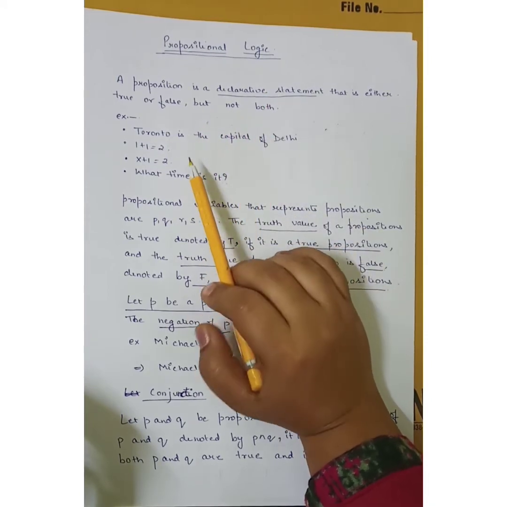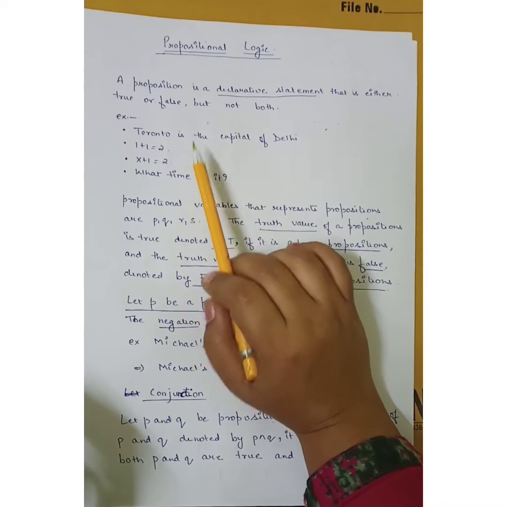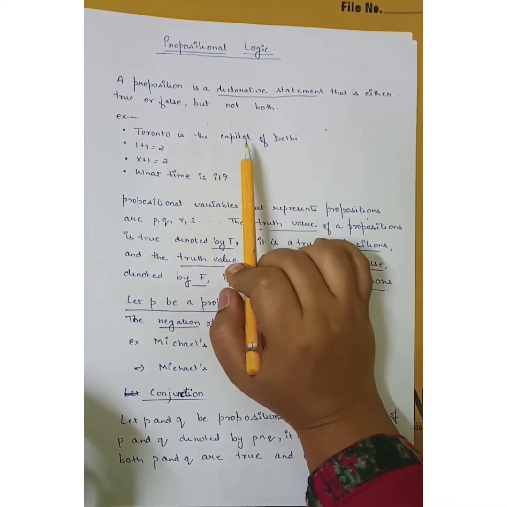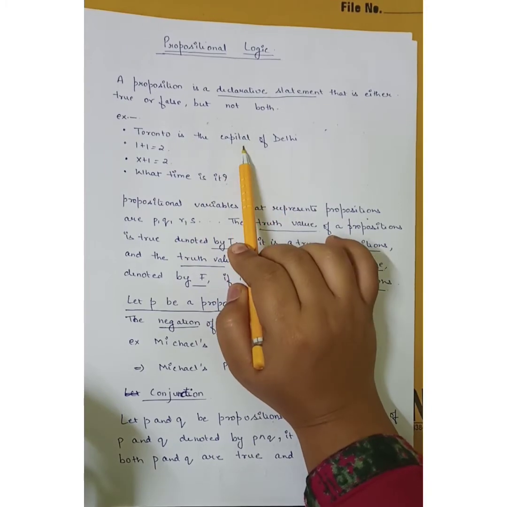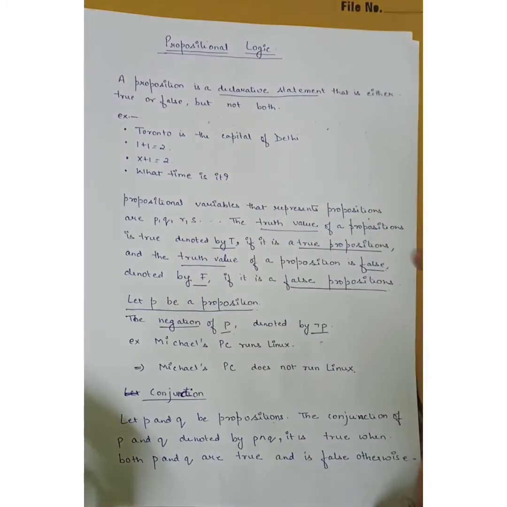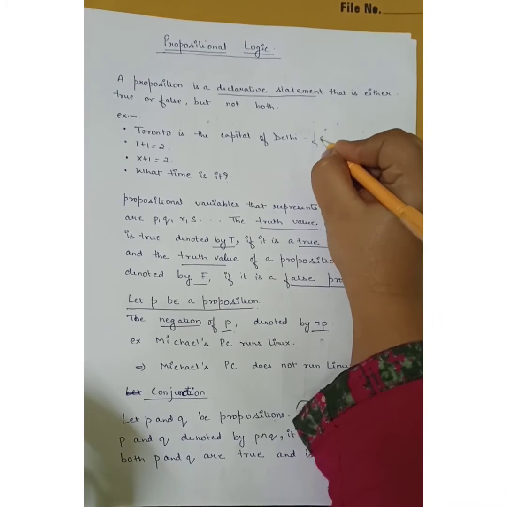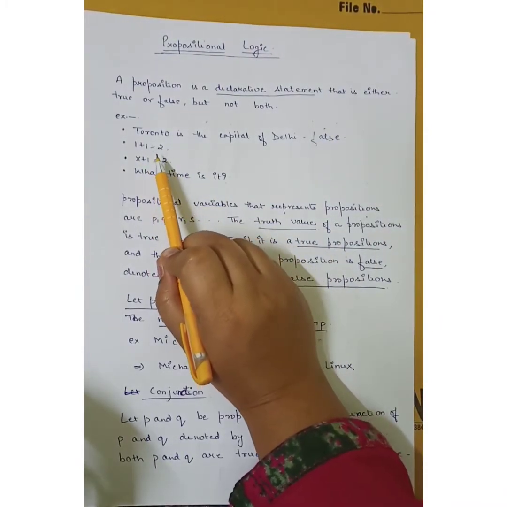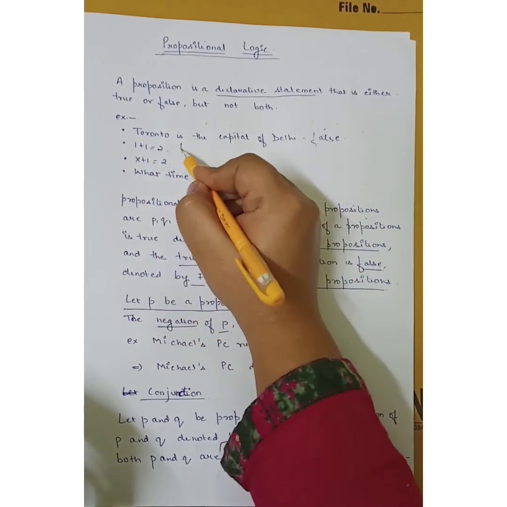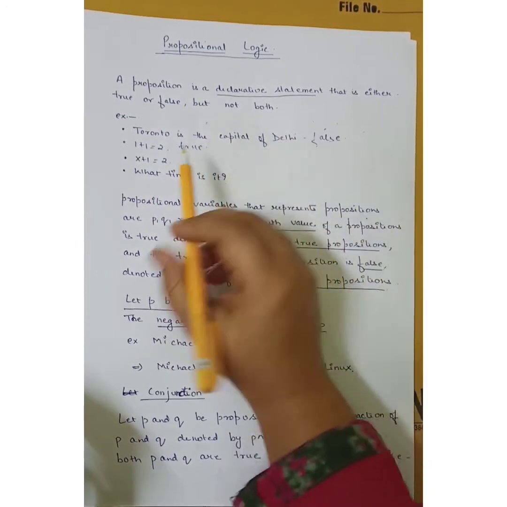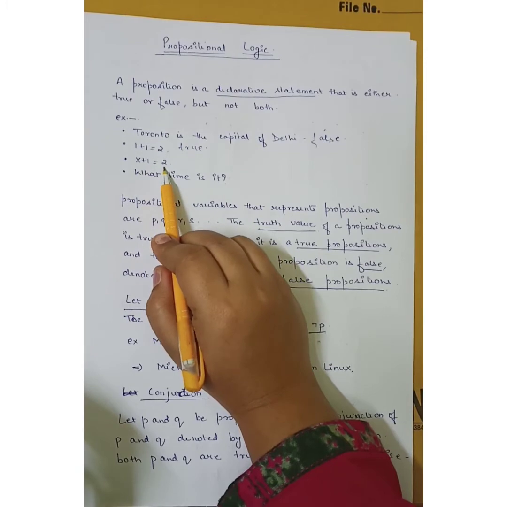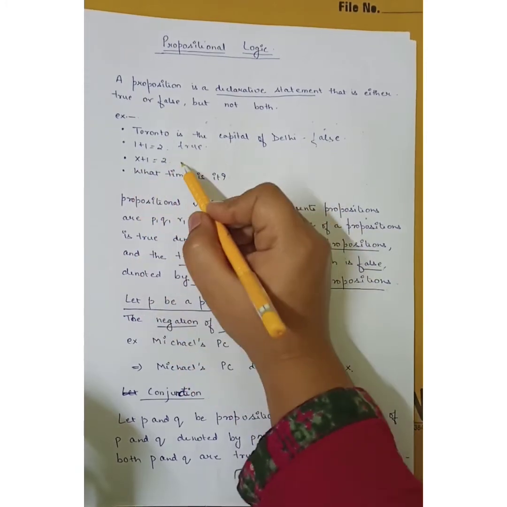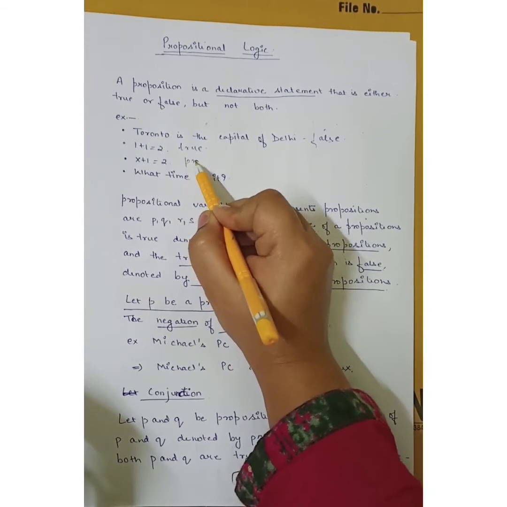Okay, so we have a few examples, and we have to find out which is a proposition or not. Toronto is the capital of Delhi: this is a declarative statement but it is false. 1 plus 1 is equal to 2 is a declarative statement and it is true. X plus 1 is equal to 2 is a declarative statement but it can be neither true nor false, so we can say it's not a proposition.